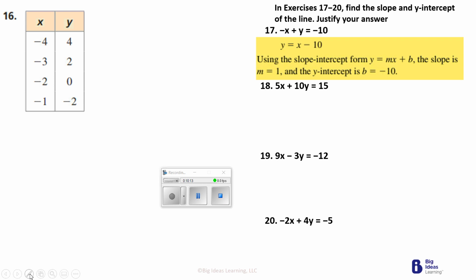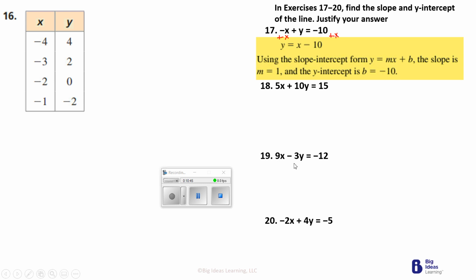Just so you can see that they added x over here to get rid of x, which means they added x to this side, right? And they just turn it around and put x minus 10 instead of negative 10 plus x, okay? And now we're able to see that the slope is m, and since there's nothing in front of x, that means it's 1. And then our y-intercept is negative 10.